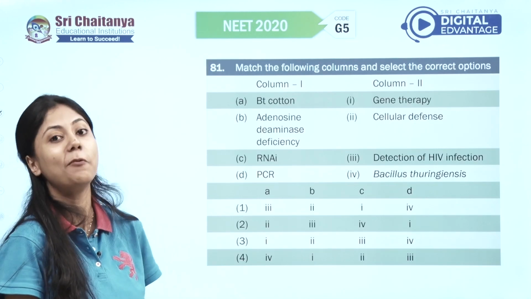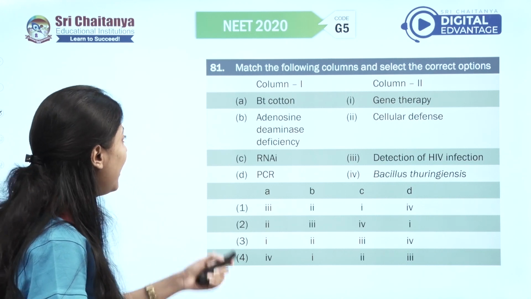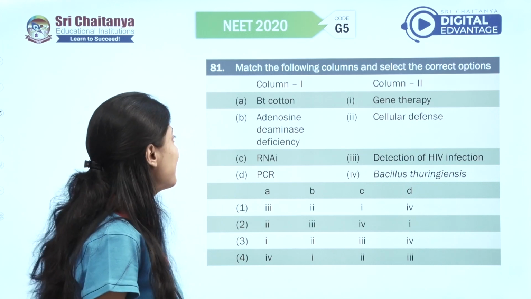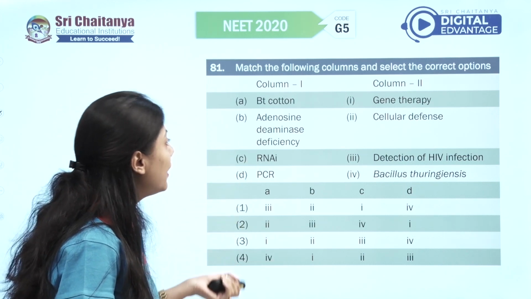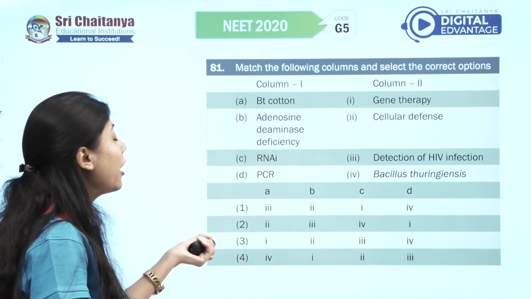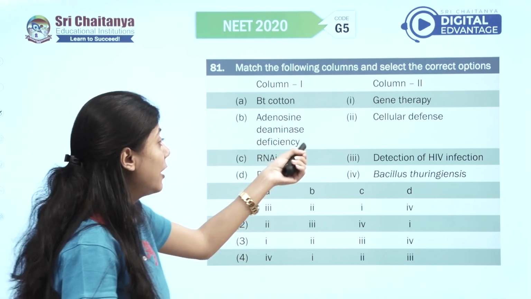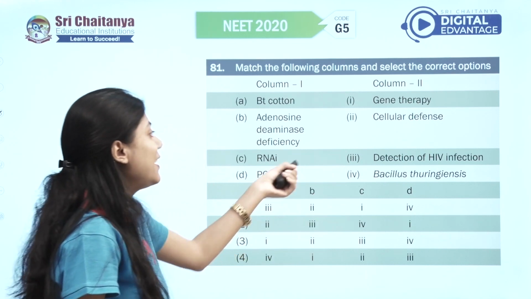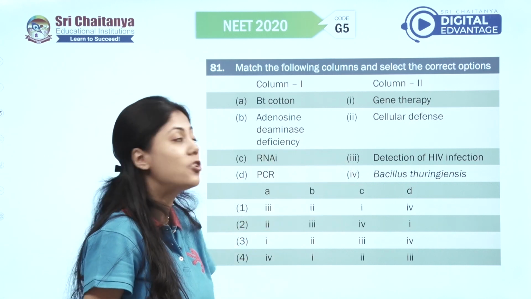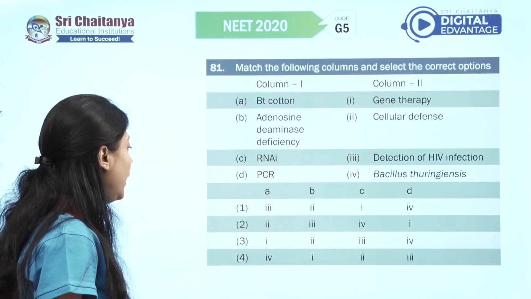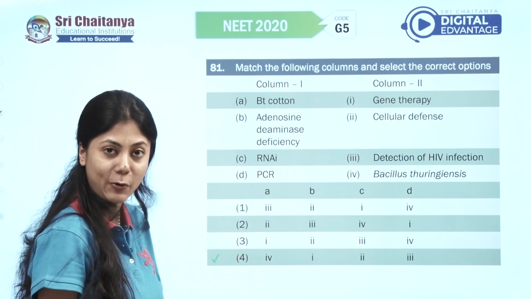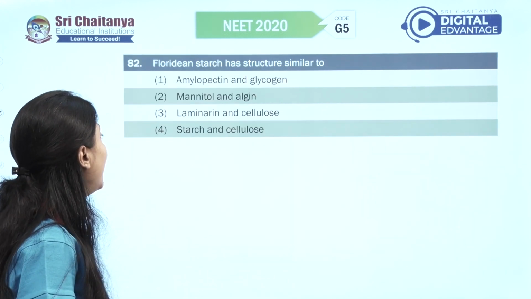Again, another match the following. Too easy, right? So Bt cotton, Bacillus thuringiensis, adenosine deaminase deficiency, it is related to gene therapy, RNAi or RNA interference related to cellular defense, PCR, amplification of DNA, you already know, and it can be used during the detection of HIV infection. So the answer is option number 4, right? Okay, so let's move ahead.